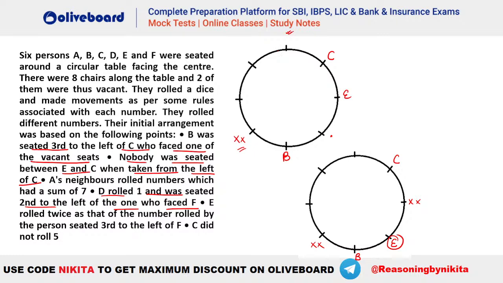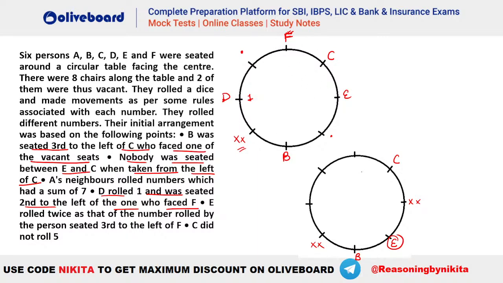Let's say you take D here. So D rolled 1 is second to the left of the one who is facing F. So you can see D is this person. So he is second to the left of this person. This person cannot face F because this person is facing E. Let's say you take D here. Now D is rolling 1. He is seated second to the left of somebody. This is already vacant. That means there is only one possibility, that is D is rolling 1. He is second to the left of B and B is facing F here. Okay, so you can see this is the structure that you will be getting in the first case, right?